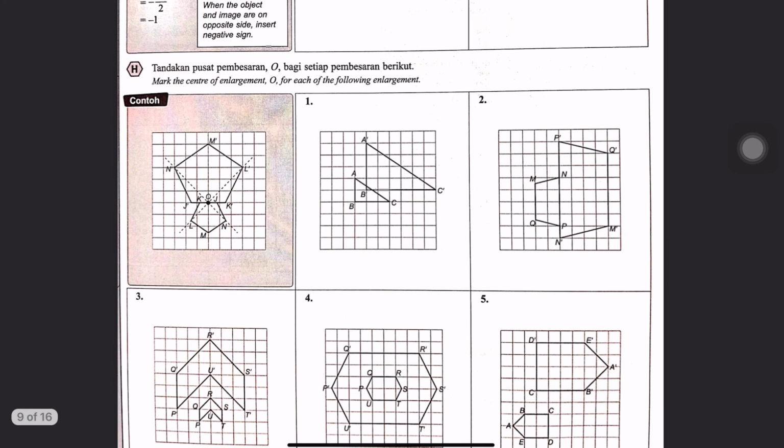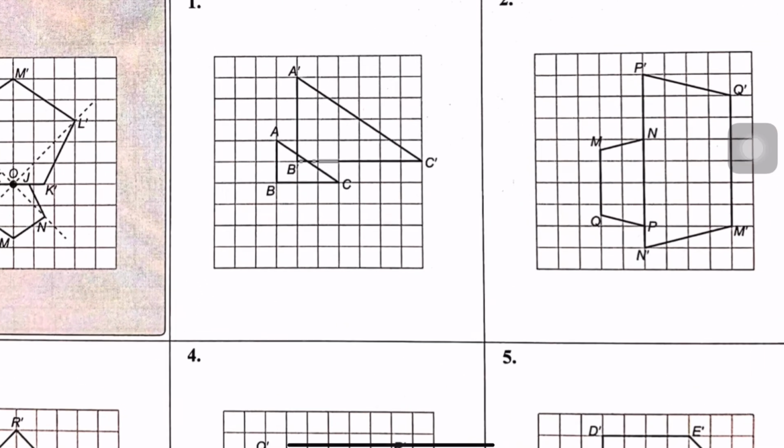Next, mark the center of enlargement O for each of the following enlargements. It's very simple. If you want to find the center of enlargement, you just connect the point of the image and the object, the vertex of the image and the object. So let's do number 1.